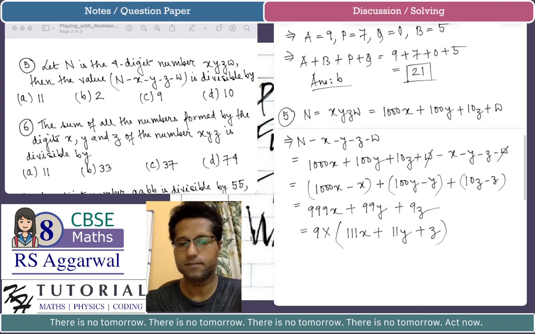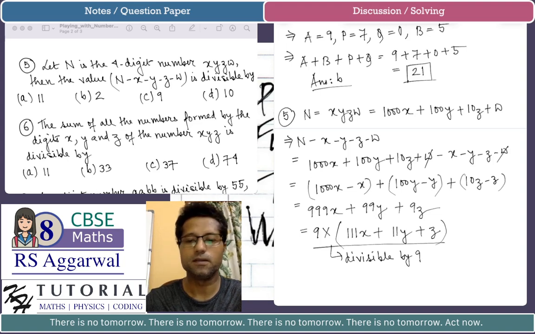We can say that this is divisible by 9. So the correct choice will be C. C is the correct choice.